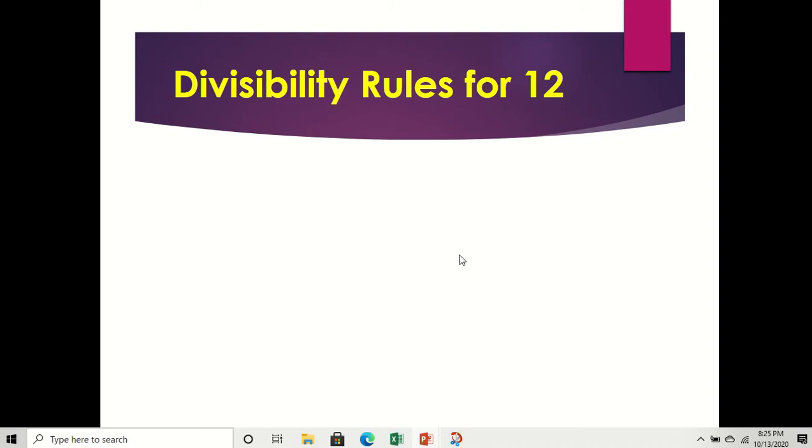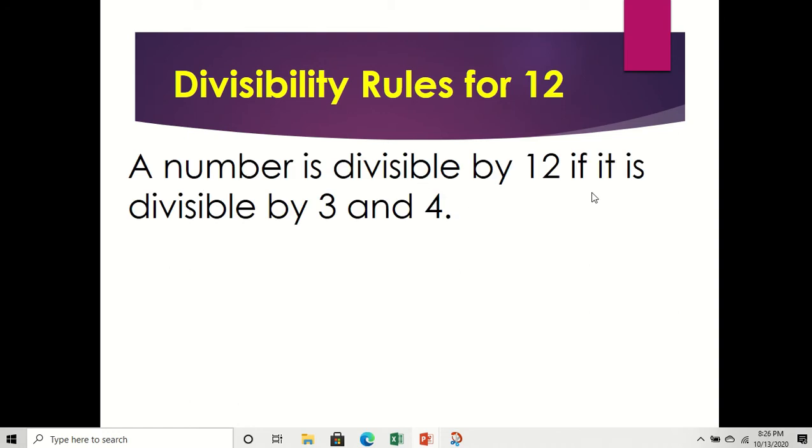Divisibility rules for 12. A number is divisible by 12 if it is divisible by 3 and 4. Example, 432. Is this divisible by 3? Let's find out. We're going to add 4 plus 3 plus 2 equals 9. So, sabi sa rule, if the sum of the digits is 3, 6, or 9, it means this is divisible by 3. Since 9 siya, yes, it is divisible by 3.